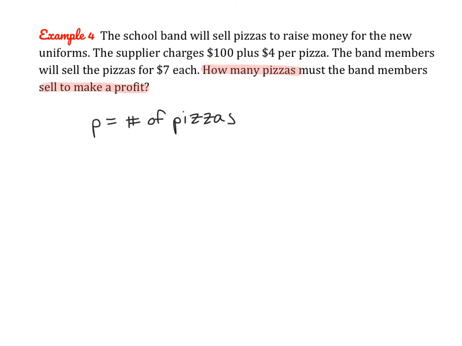So we want to find a way to describe how they can make a profit. So first, it's really important to understand what it means to make a profit. We can say that making a profit occurs when the money you make is greater than the money you spent. So even if you only made $1 more than the amount that you had to spend to get all the supplies, you still technically made a profit. So let's see if we can find a way to describe these two things.